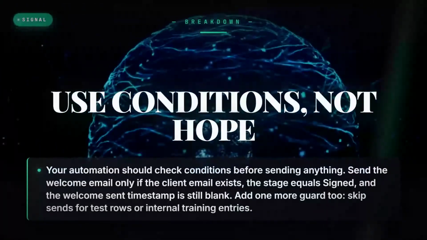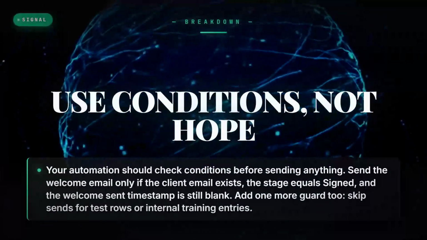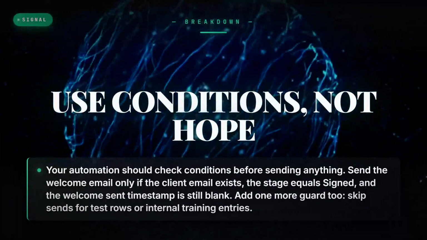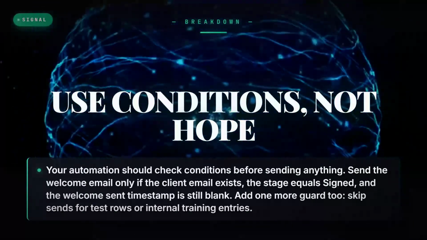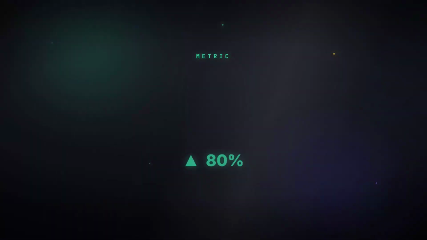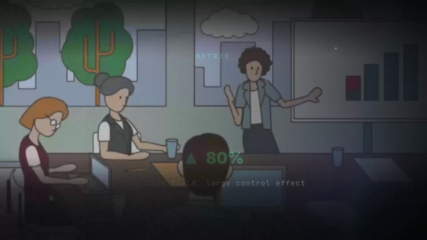Your automation should check conditions before sending anything. Send the welcome email only if the client email exists, the stage equals signed, and the welcome sent timestamp is still blank. Add one more guard too. Skip sends for test rows or internal training entries. A single timestamp field can prevent repeated emails, duplicate tasks, and confused handoffs across your process. One cell recording sent at 10:42 a.m. can stop 3 people from repeating the same step.